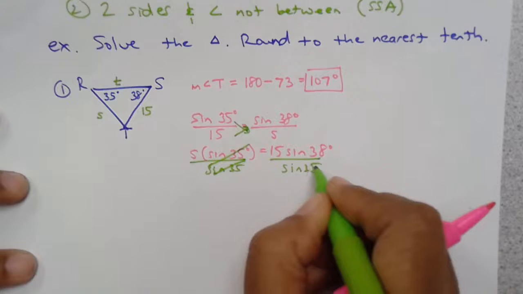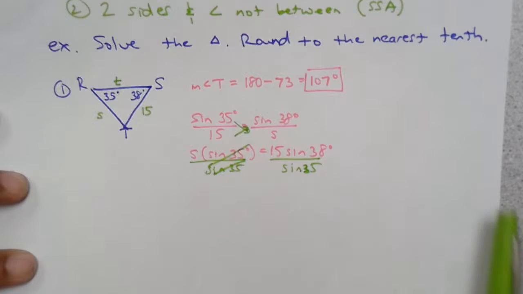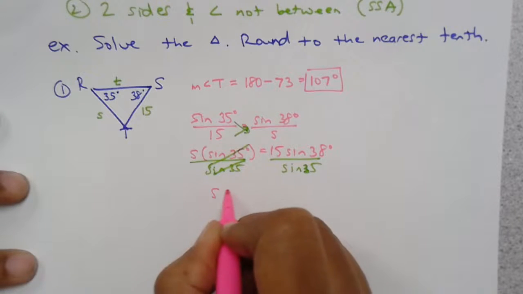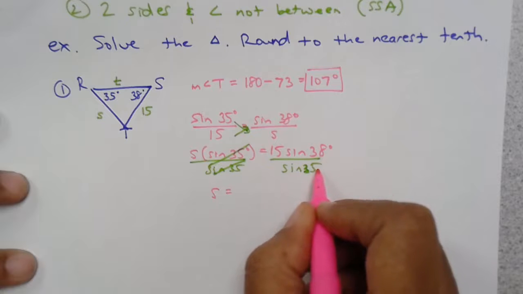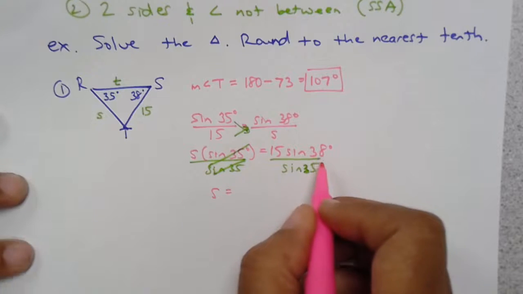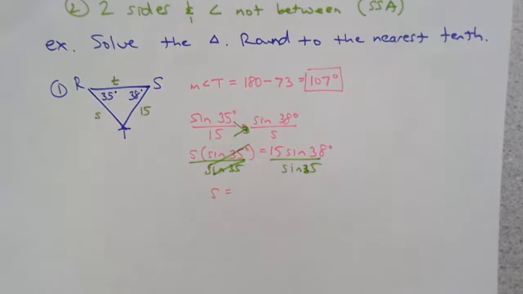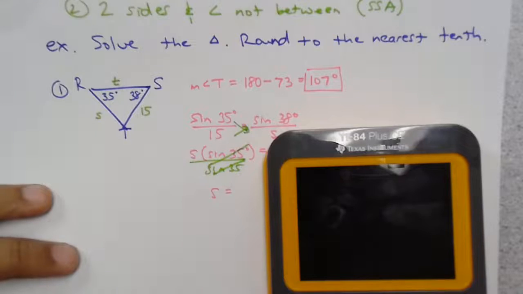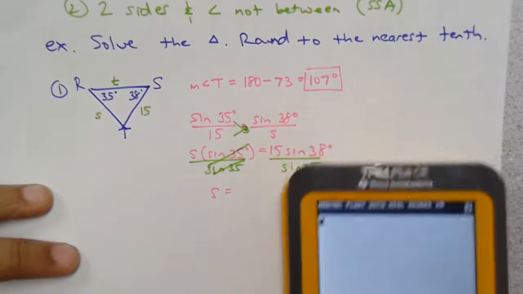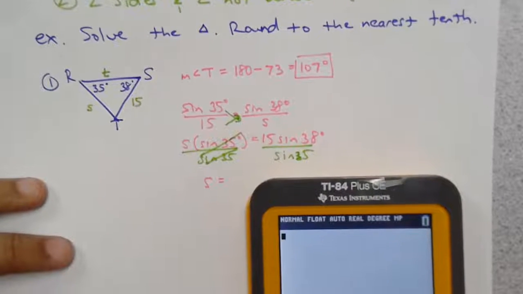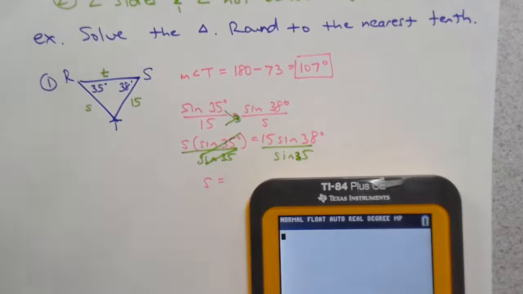So this cancels, and then basically what you're doing is you're going to plug this into the calculator. Make sure you are in degree mode. So 15 sine 38 divided by sine of 35. I'm going to go ahead and plug that in right here. I am already in degree mode. As you can tell, it says degree right here on the top.